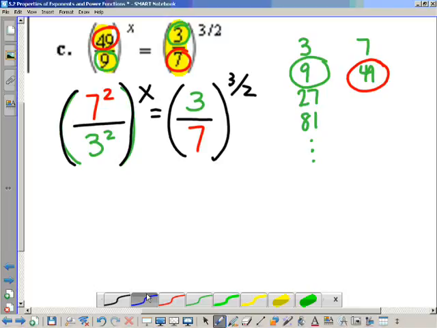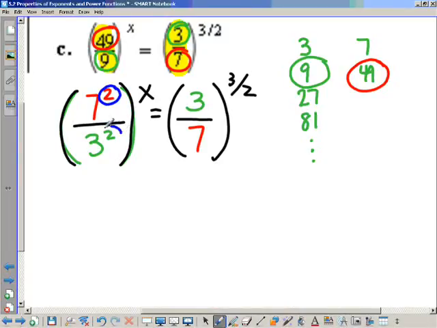I'm going to move on to one color here. And we have 7 squared and 3 squared as part of a fraction. One of our properties is to take that common exponent and pull it out as the main exponent. 7 over 3 to the 2, and then the x will still be multiplied by it. That's the power to the power rule.